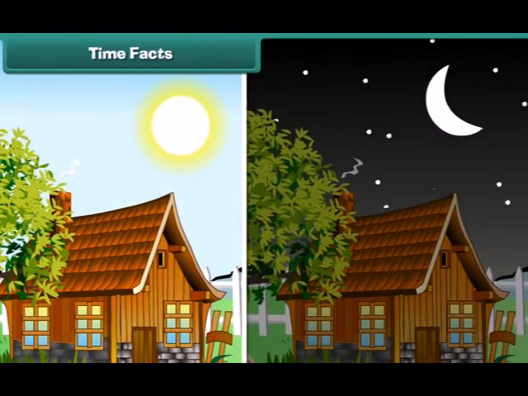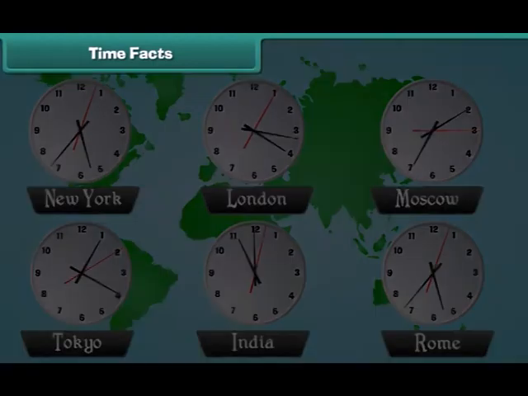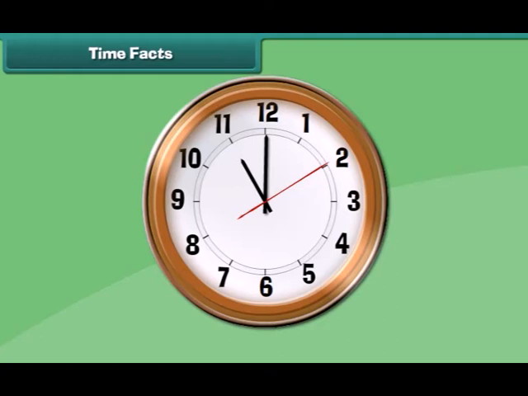As we just saw, at some places it is daytime and at others it may be night. Time changes when we move across the world. A clock is used to read time. As you see, a clock has three hands. The short hand tells about hour, the long hand tells about minutes, and this thin hand tells about seconds.